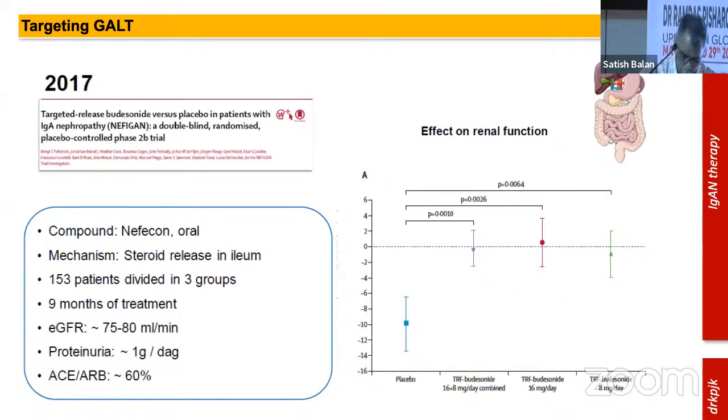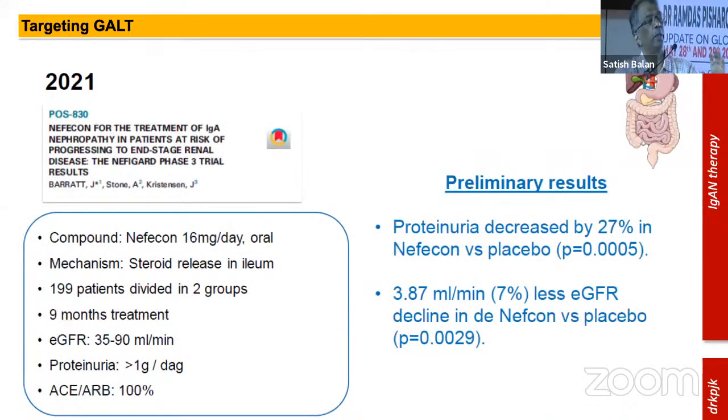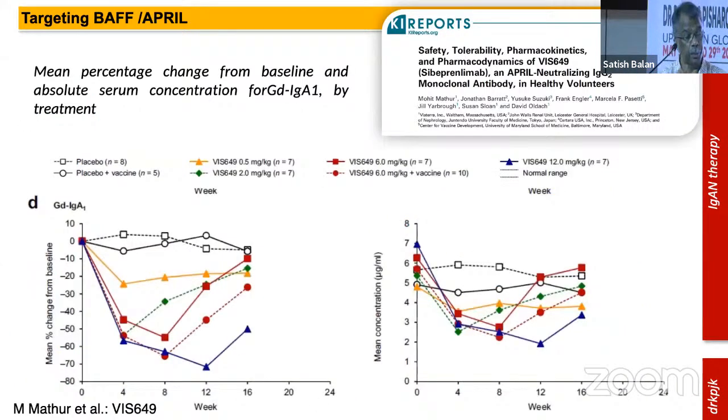Then what else can we do? We know toll-like receptors are giving signals to APRIL and BAFF. Why can't you attack APRIL? Anti-APRIL you give, anti-BAFF you give, see the response. So there is a study with anti-APRIL. Initially they studied this in healthy human volunteers. How far will it act?